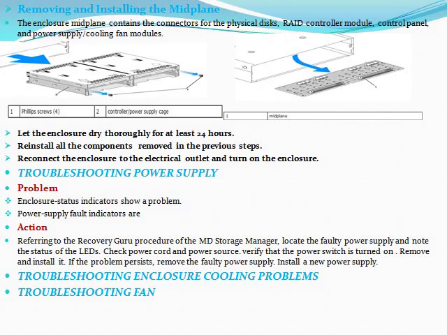Now we come to troubleshooting the power supply. If we get a problem, the enclosure status indicator shows a problem or a power supply fault indication. Referring to the recovery guru procedure in the MDSM, locate the power supply and note the status of the LED. Check the power cord and power source, verify the power switch is turned on, and remove and reinstall it. If the problem persists, remove the power supply and install a new power supply.